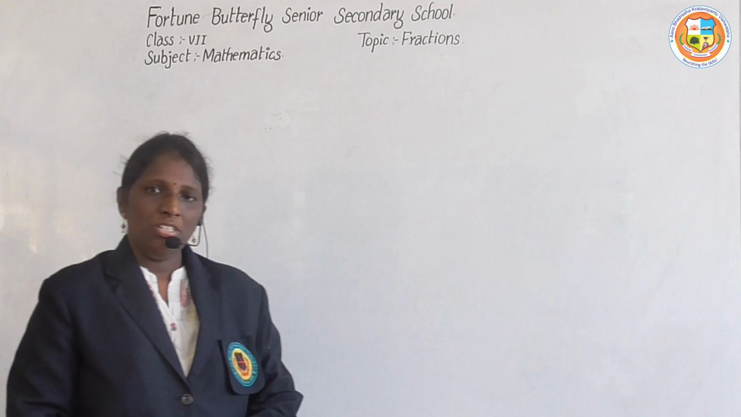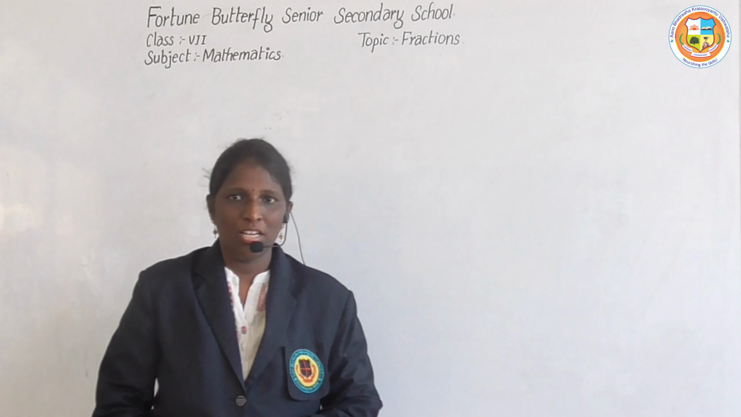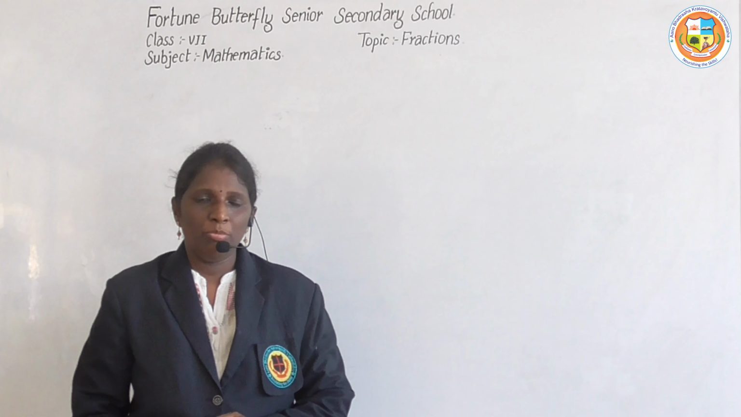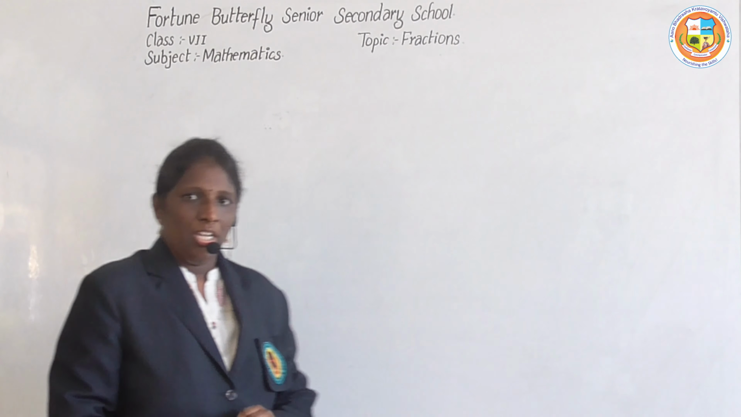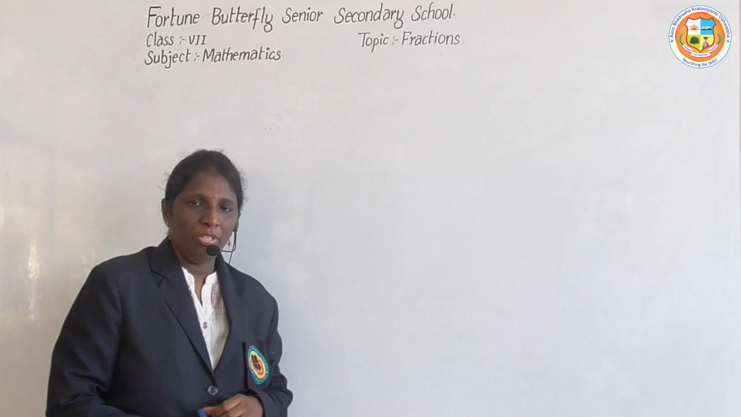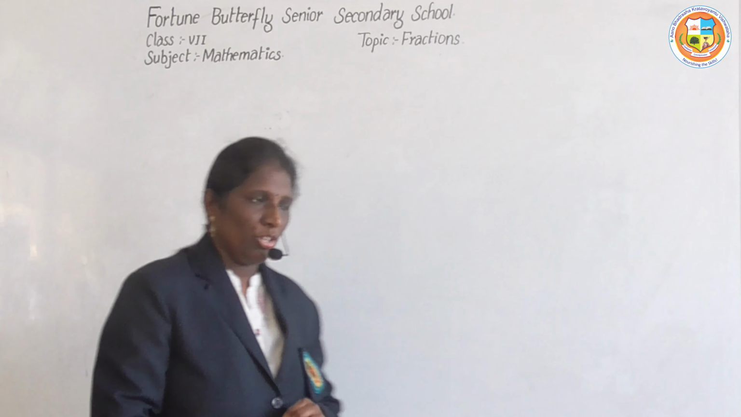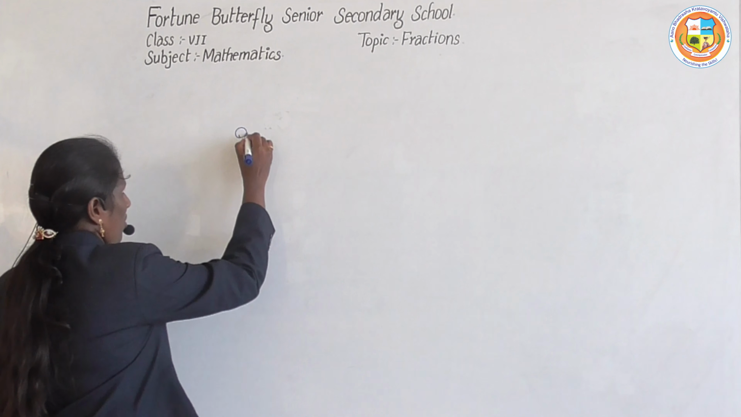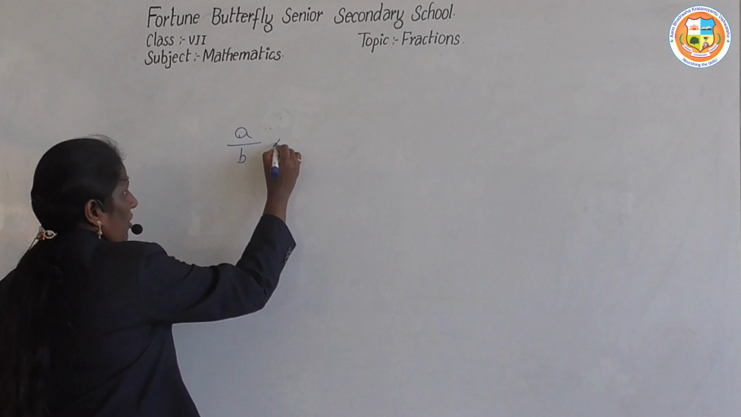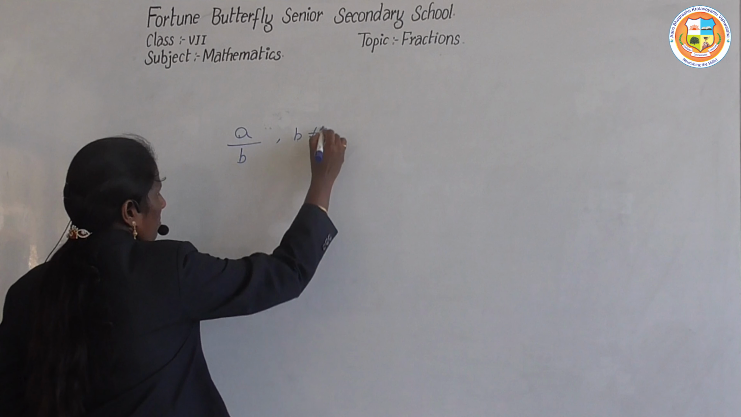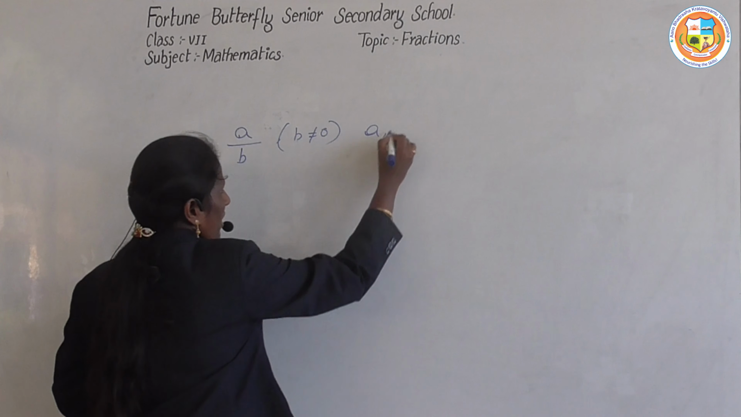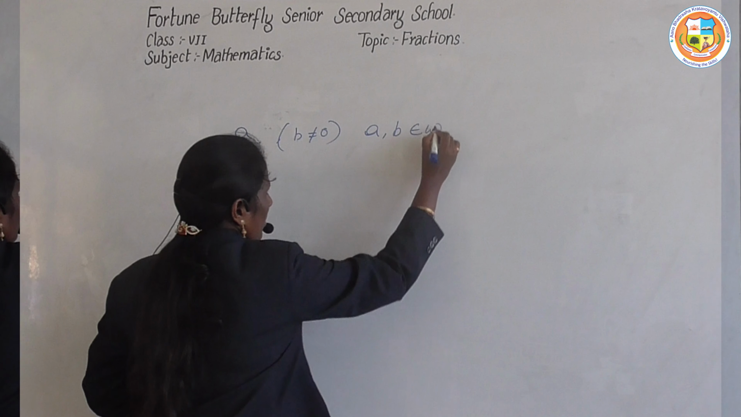Fraction. A fraction is a number which can be represented as a part of a whole. The mathematical definition of a fraction is that it is in the form a by b, where b is not equal to 0. Here a, b are whole numbers. A fraction can be written in the form a by b, b is not equal to 0. Here a, b belong to whole numbers.